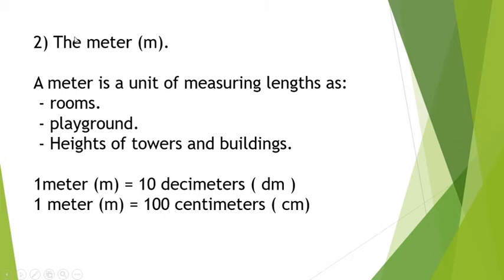The second unit, the meter. Meter is the unit for measuring lengths, as rooms, as playground, the heights of towers and buildings. 1 meter equal 10 decimeters. And 1 meter equal also 100 centimeters. So 1 meter equal 10 decimeters. 1 meter equal 100 centimeters.